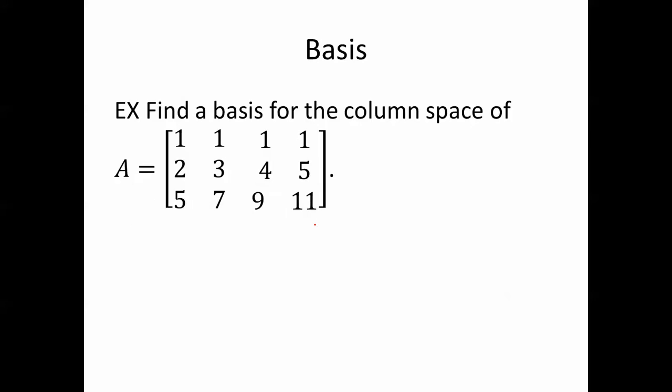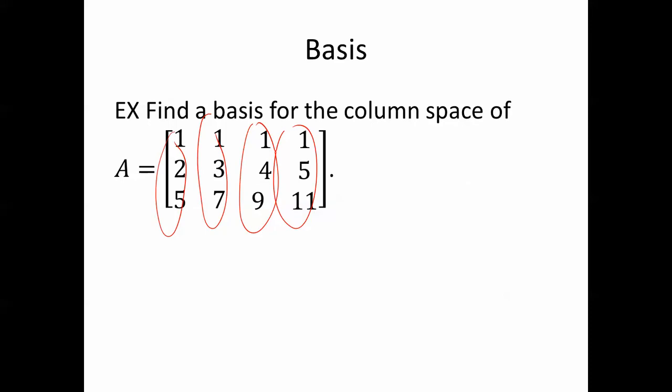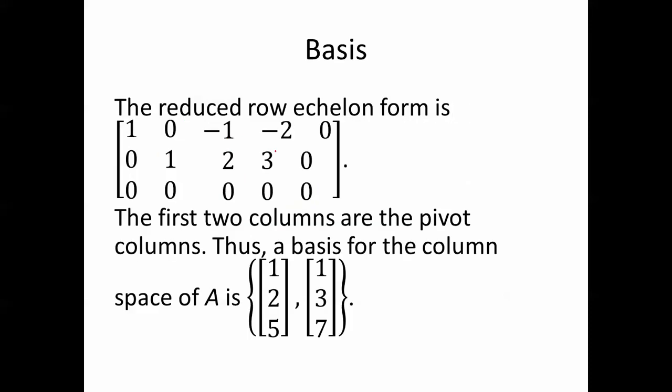Okay, find a basis for the column space if A equals this matrix. The column space is, again, as we saw a moment ago, the set of all linear combinations of the columns. And we're trying to find a basis for that. Okay, the reduced row echelon form looks like this. So notice, these are the pivots, 1 and 1. Those are the leading ones. So these are the pivot positions. These are called the pivot columns.